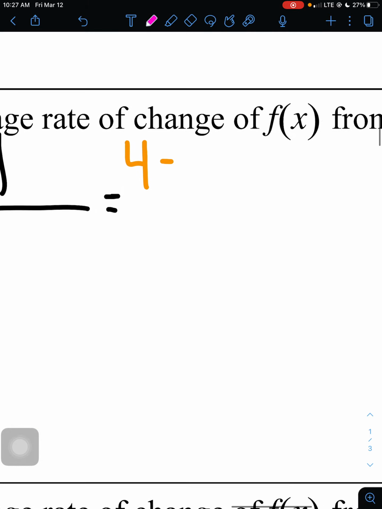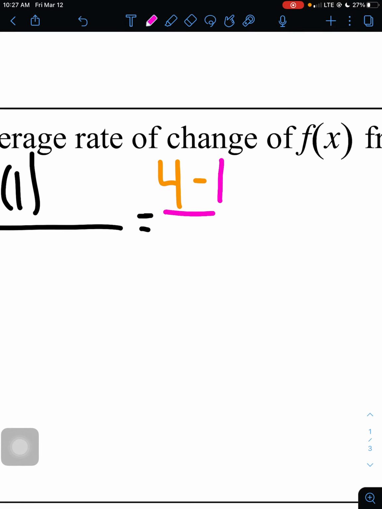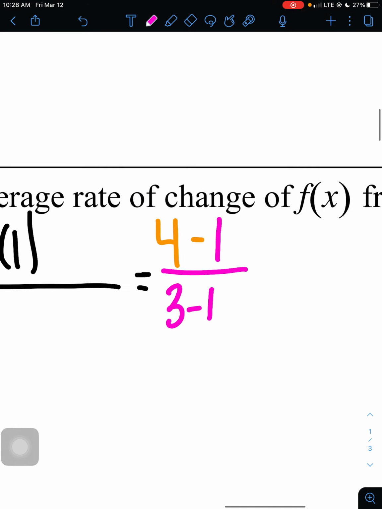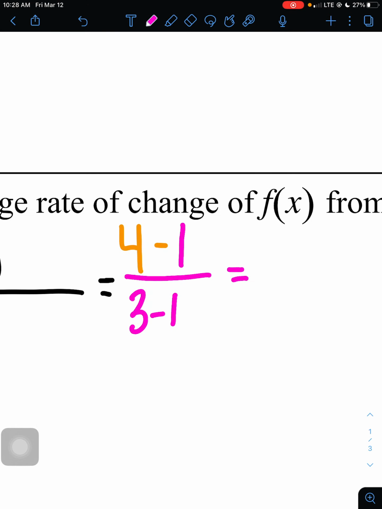So that's what I'm going to put next, 4 minus 1. And then my denominator, I have 3 minus 1. So now I need to simplify. 4 minus 1 is 3. And 3 minus 1 is 2.